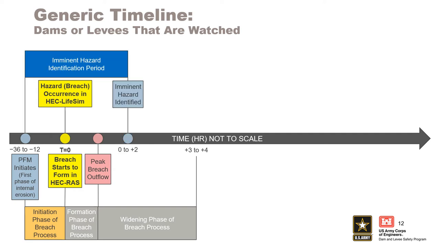A key difference is that the imminent hazard identification likely occurs after the breach has formed and reports of flooding start to appear downstream of the dam or within the levee area. It typically occurs 0 to +2 hours after the breach starts to form, and in this example, it is shown after the peak breach outflow has occurred.